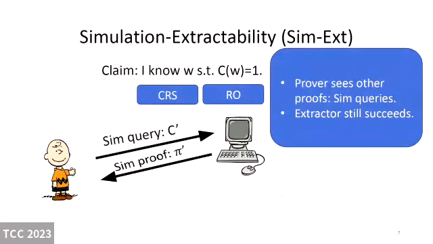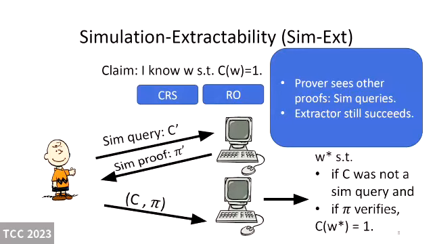For that, we need to go to a stronger definition called simulation extractability, which implies non-malleability. And here the prover gets this additional power of seeing multiple proofs via simulation queries. And then later, we require that the extractor should still be able to extract a valid witness from an accepting proof.